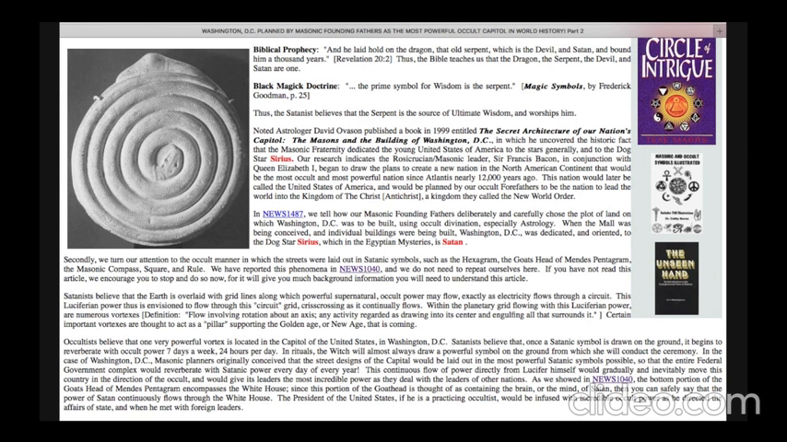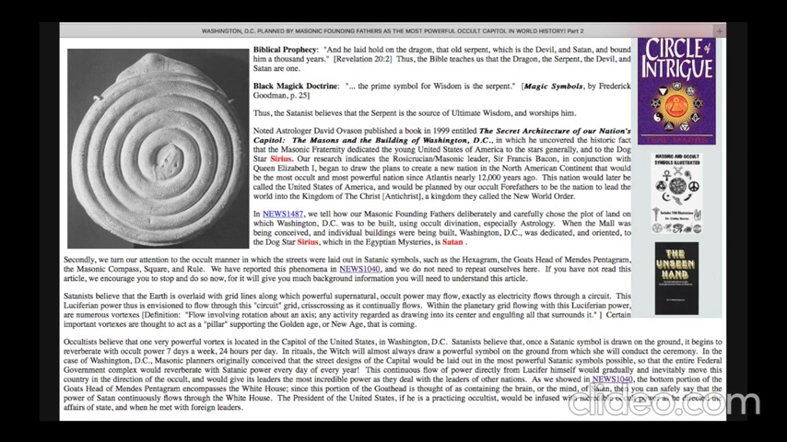Satanists believe that once a satanic symbol is drawn on the ground, it begins to reverberate with occult power 7 days a week, 24 hours per day. In rituals, the witch will almost always draw a powerful symbol on the ground from which she will conduct the ceremony. In the case of Washington, D.C., Masonic planners originally conceived that the street designs of the capital would be laid out in the most powerful satanic symbol possible, so that the entire federal government complex would reverberate with satanic power every day of every year.